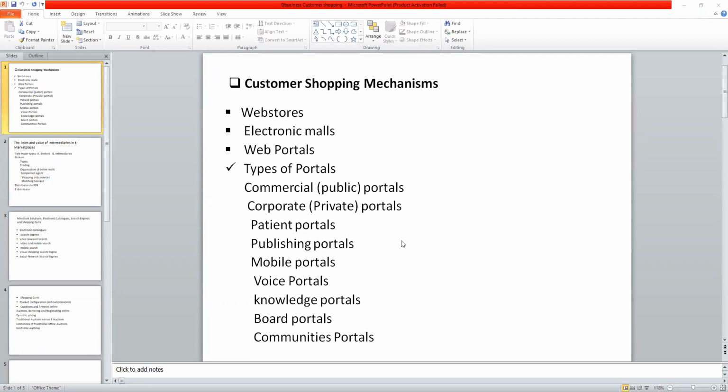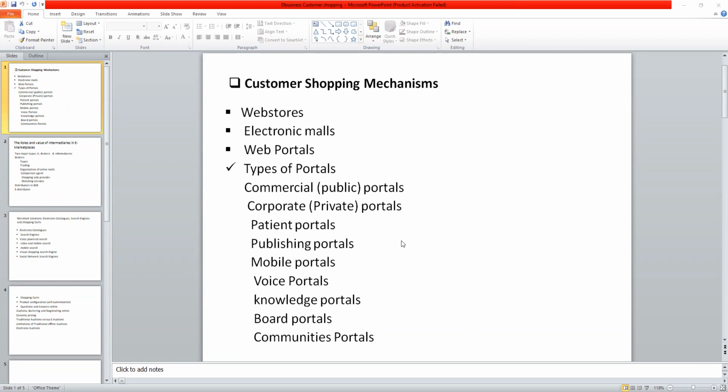Examples are yahoo.com, google.com, msn.com, where a lot of content is shared through these portals. The next is the corporate or private portals. Corporate portals provide organized access to internal corporate information. These are also known as enterprise portals or enterprise information portals.